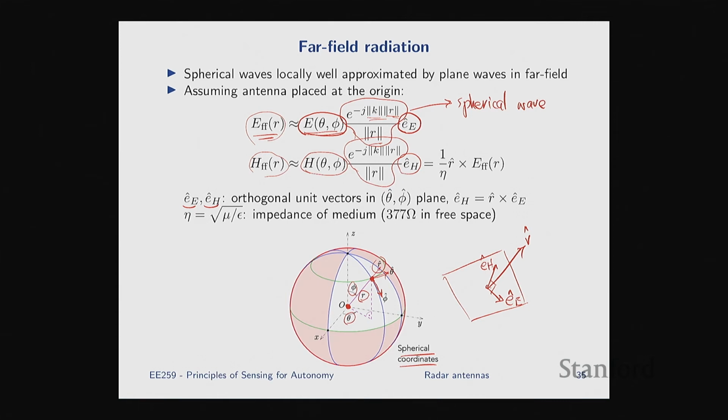Also, more interestingly, it turns out that the amplitudes of the E and H fields are proportional to each other in the far field, and that constant of proportionality is called eta, or the impedance of the medium. Eta is given by the square root of mu over epsilon. So just to summarize, your H field is this 1 over eta term times the r hat vector cross product with your far field E.